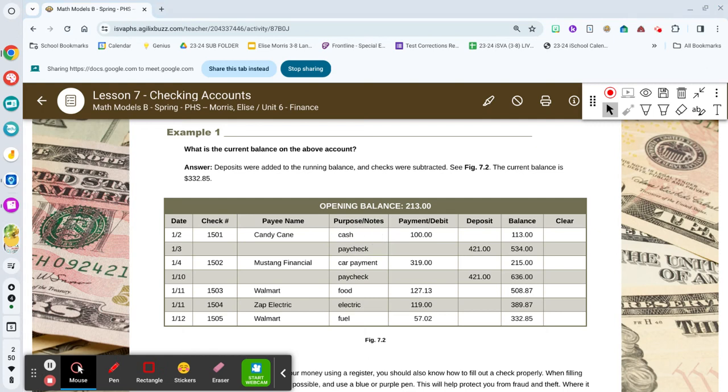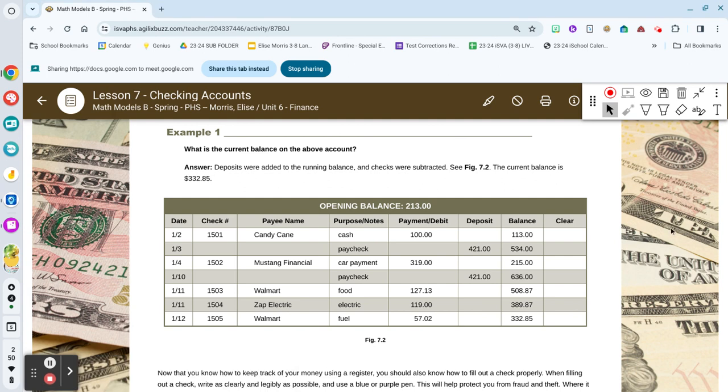Okay, guys, Unit 6, Lesson 7, we are looking at checking accounts. So, this is super relevant to your adult life, and it's pretty straightforward. Let's go ahead and take a look at example 1.